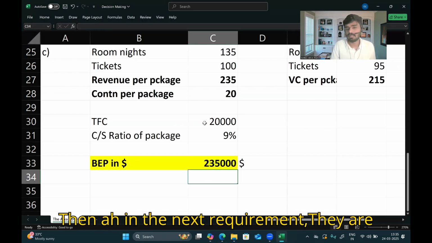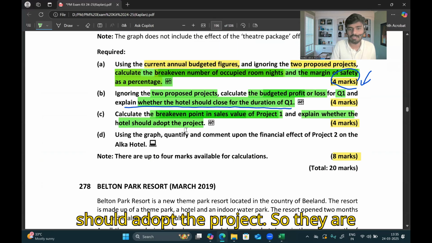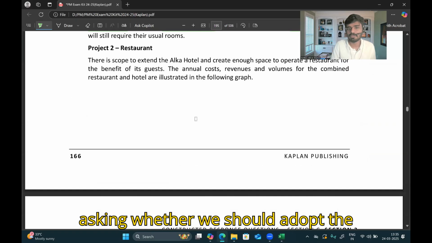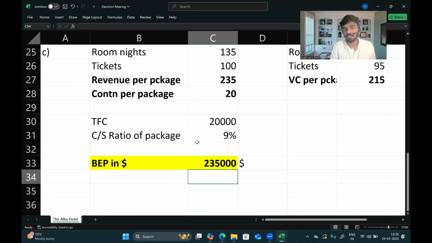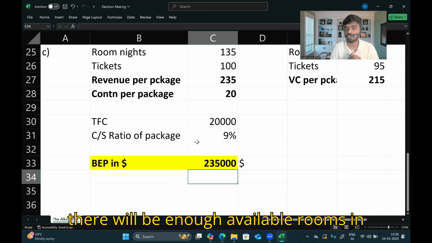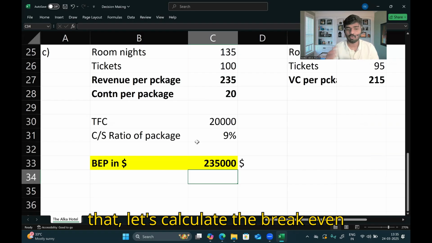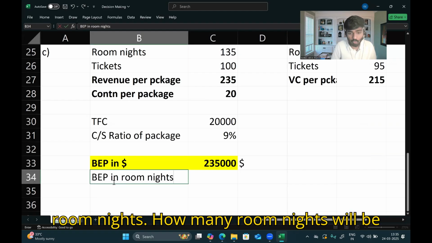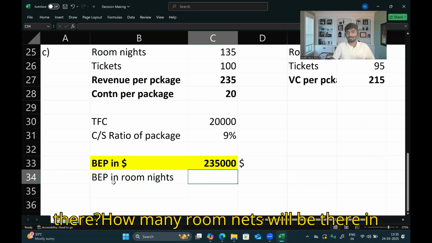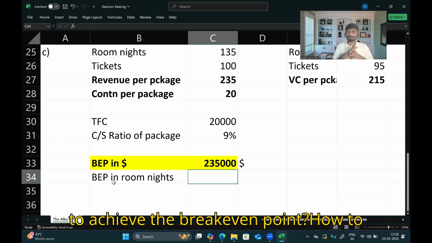Okay, in the next requirement, they are asking us to explain whether the hotel should adopt the project. Let's calculate whether there will be enough available rooms in order to do project 1. Before that, let's calculate the break-even point in room nights. How many room nights should there be in order to achieve the break-even point?